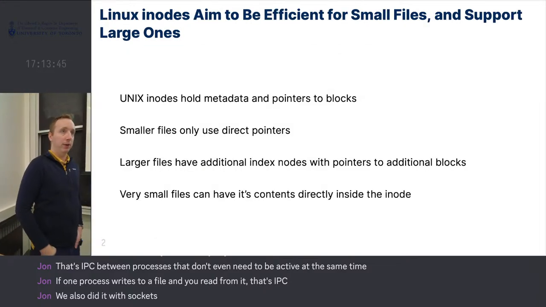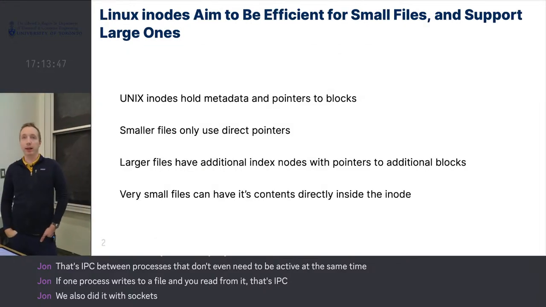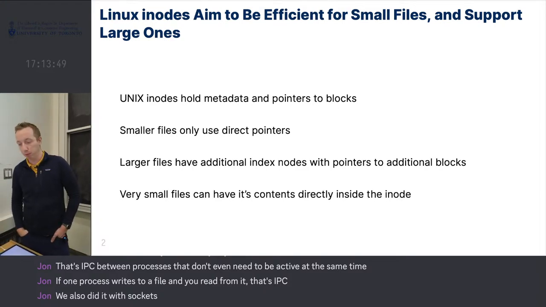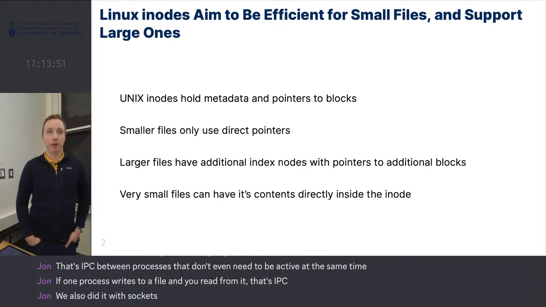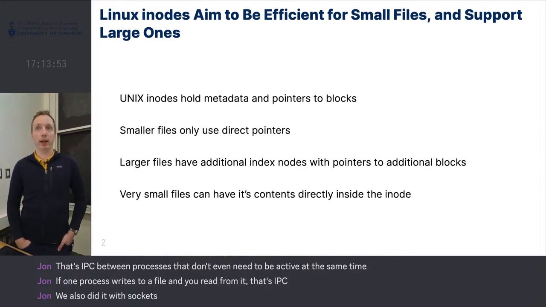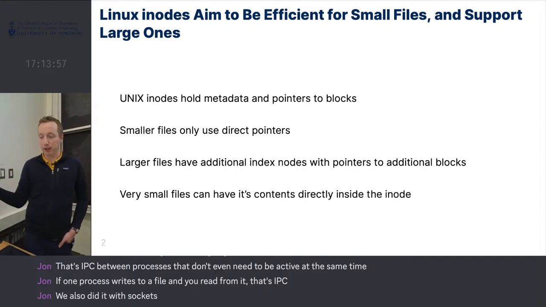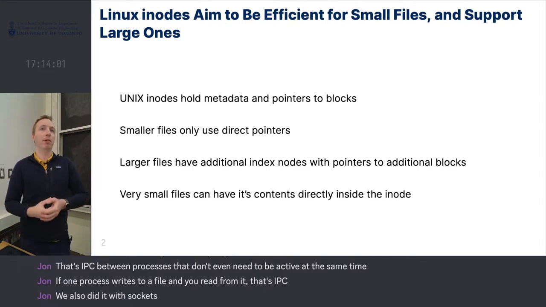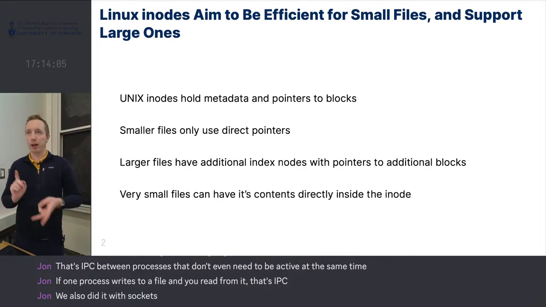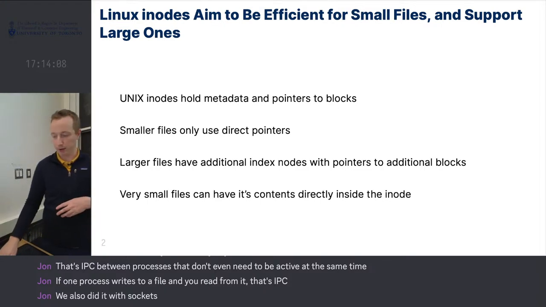So the inode, again, just holds some metadata and pointers to blocks. Smaller files only use direct pointers, so they can access it faster. And larger files have additional index nodes, which are just blocks full of pointers. And the number of blocks full of pointers you have to go through depends on if it's single indirect, double indirect, or triple indirect.